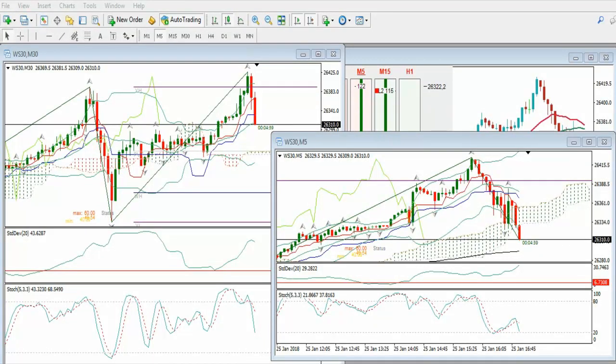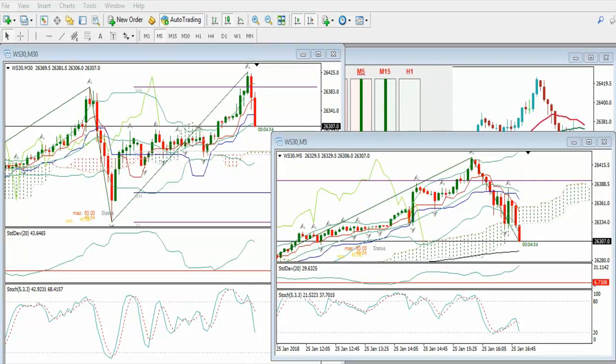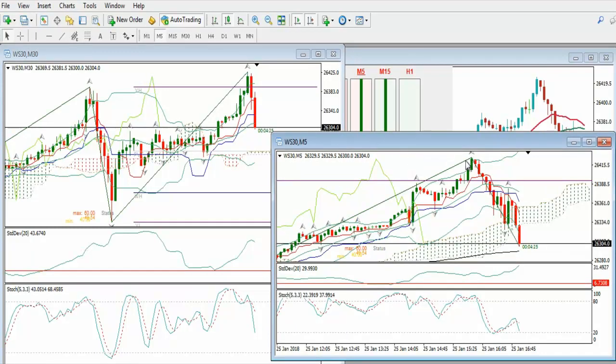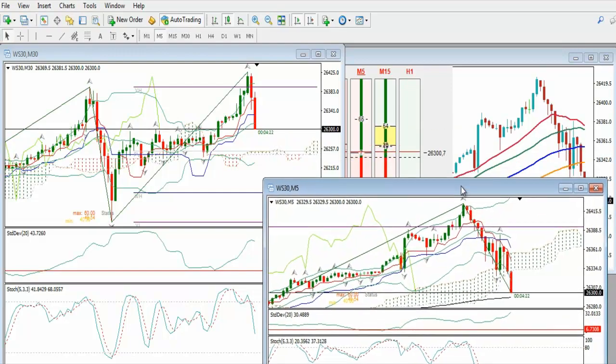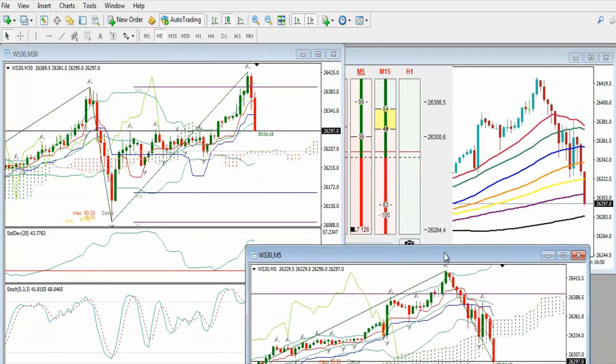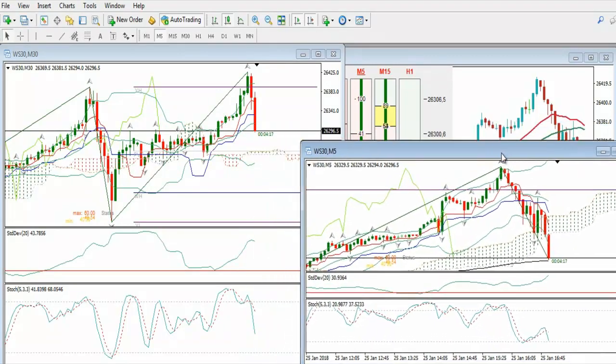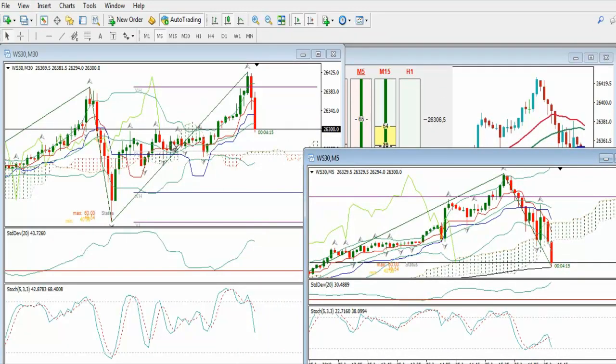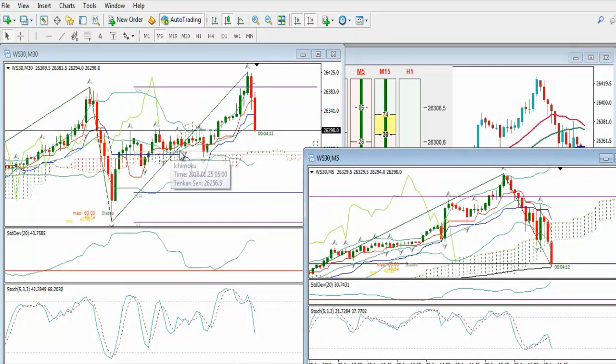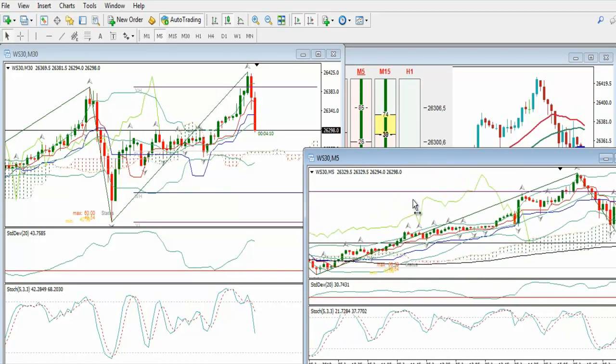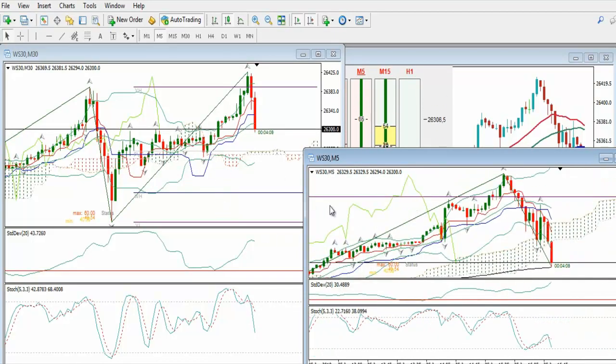Today is January 25, and now we are watching live the Wall Street 30 on the 30 minutes and on the 5 minutes. As I said, I like to have a nice look at the multi-time frame. And as you can see, yesterday we said that we were in the Kumo cloud, but at some point I told you that we had a breakout at the 5-minute chart.